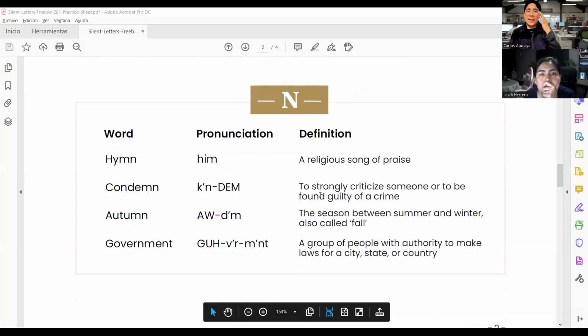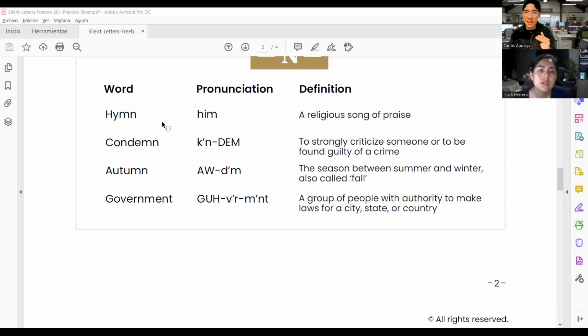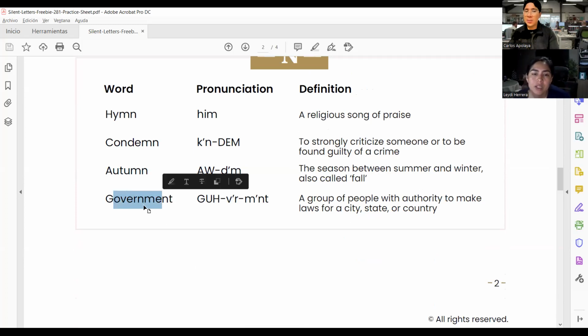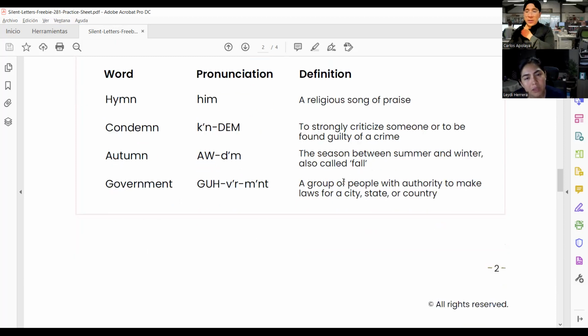And then we have the N. These are just four words that you just need to remember. Hymn, condemn, autumn. This is one of the most difficult words because people pronounce the N, but we never say it. We say autumn. And this word, can you pronounce? We never say it with the N. Government. That's it, because it's difficult, you know. Government. And that's all. There are just four words with the N silent, okay? And you just need to remember there are just four.